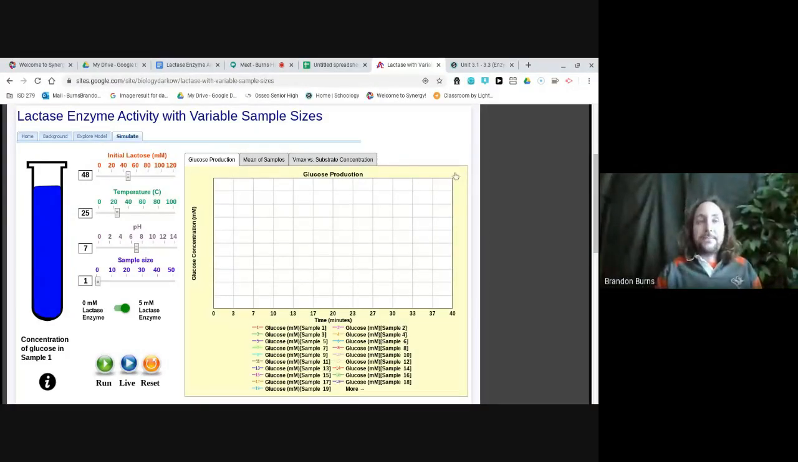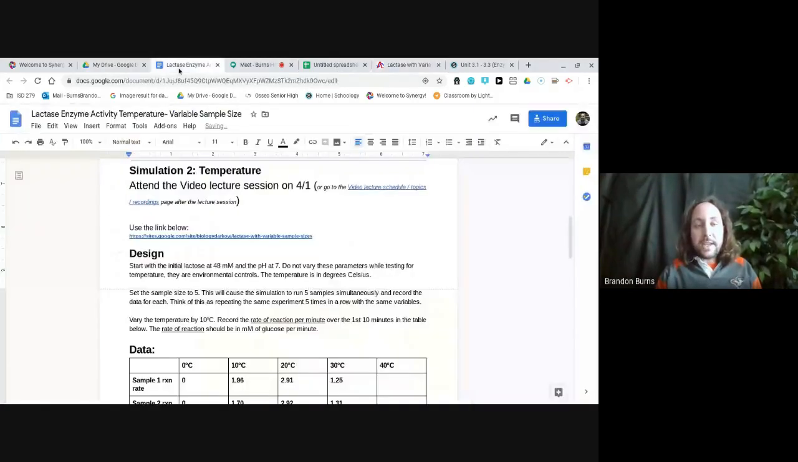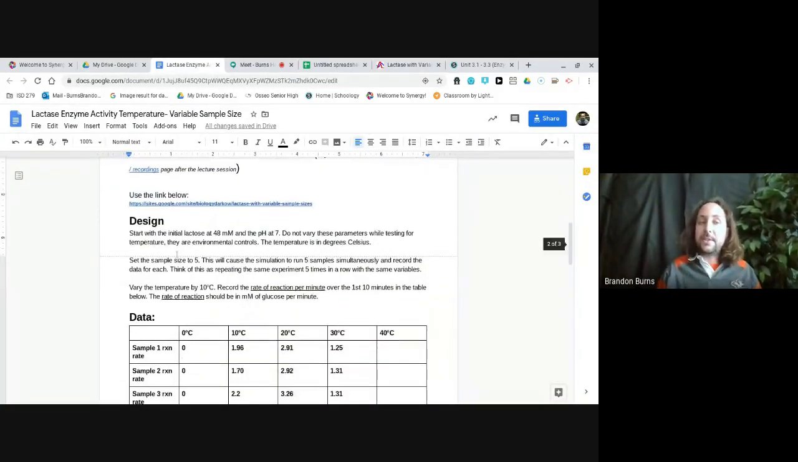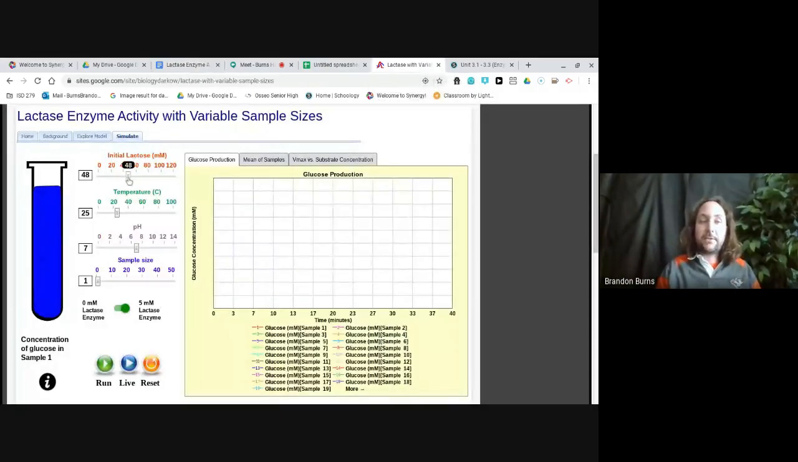But this recreates it. So in the lab, it tells you first your design. So it says start with the initial lactose at 48 millimoles and the pH at 7. It says don't vary these parameters while testing for temperature. They are the environmental controls. So I set that up, okay? And so if I go back here, I want 48 and 7. So here's my lactose in millimoles. Look at that. It's already at 48. I want the pH at 7. It's already at 7. Now, if I needed to change that value, I can just slide these around and it'll tell me where I'm at, and I can just set it there.